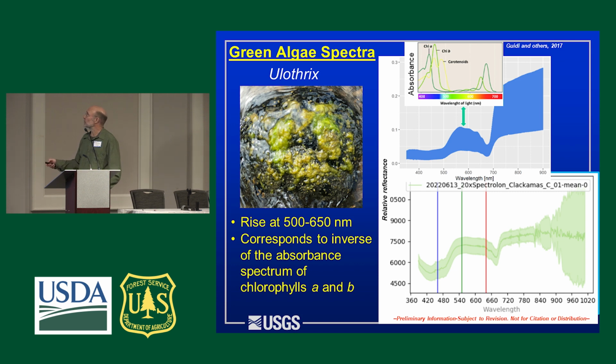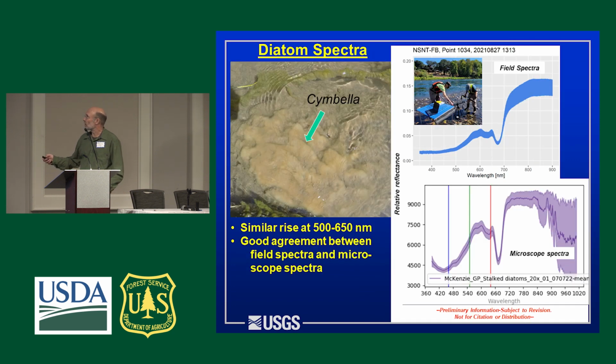Here's kind of what the spectra look like, and I've got the chlorophyll A and chlorophyll B absorbance, so not the reflectance, but here it's the absorbance. Basically we see low reflectivity here and then here, partly because the chlorophyll A and B are absorbing light in that part of the spectrum, right? Moving to the stalked diatoms, we've got field spectra above here, and then the microscope spectra on the bottom.